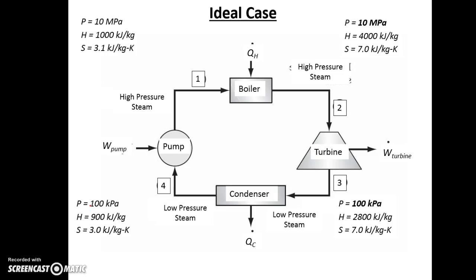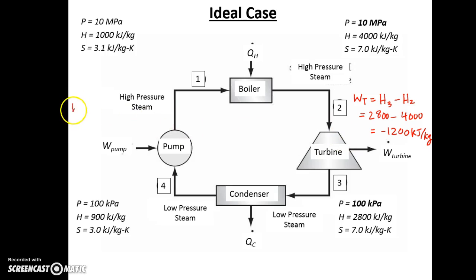So let's compute three of these terms based on the previous cycle. Let's start with the work turbine. Work turbine is equal to, from the first law, H3 minus H2. Enthalpy here is 2800, minus 4000, that's equal to negative 1200 kilojoules per kilogram.